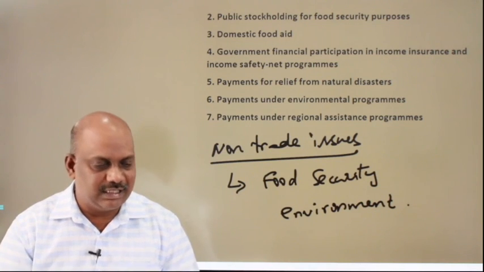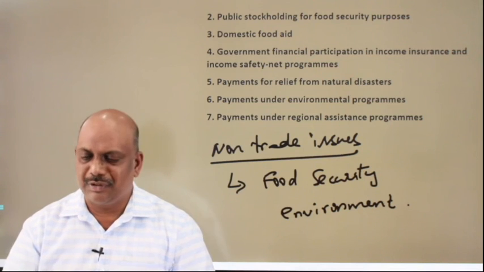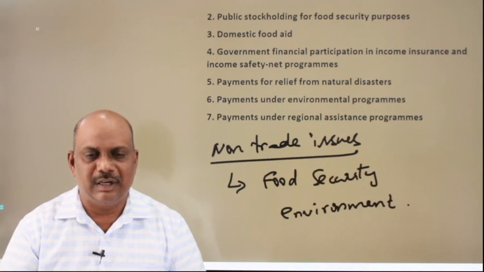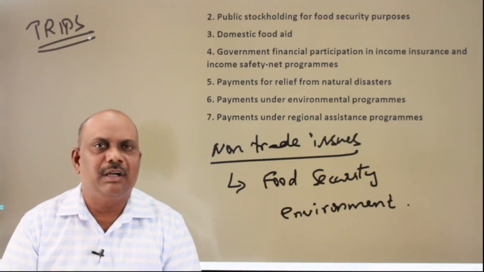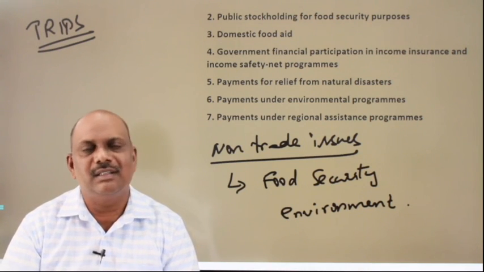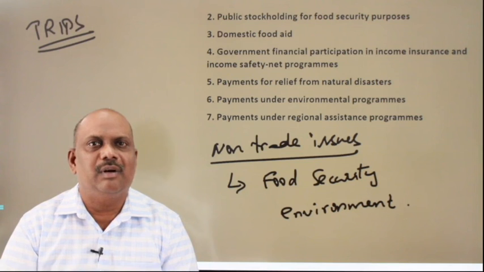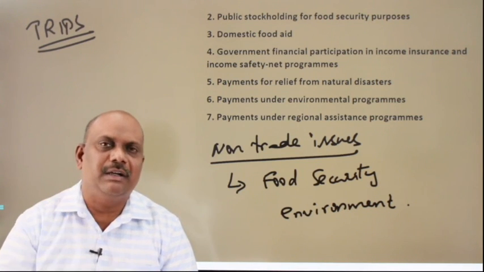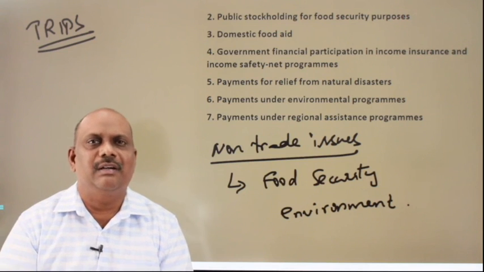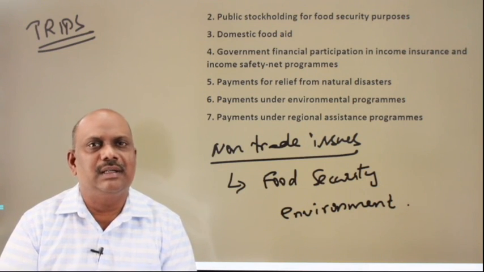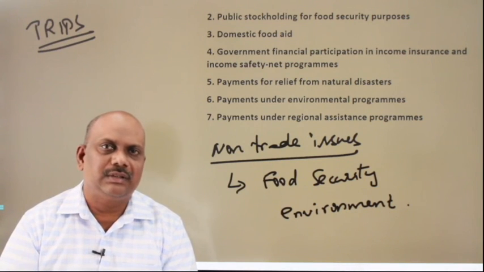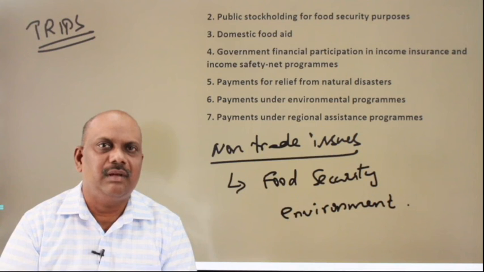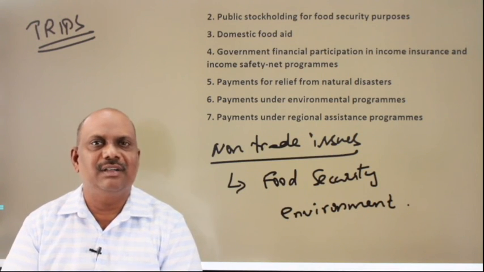So in the next lecture, we will discuss TRIPS, the agreement on trade related aspects of intellectual property rights. So what is an intellectual property? What do you mean by product patent? What is process patent? And again here there is one very important issue in current affairs, that is issues related to pharmaceutical patents and pharmaceuticals. That we will discuss in our next lecture.